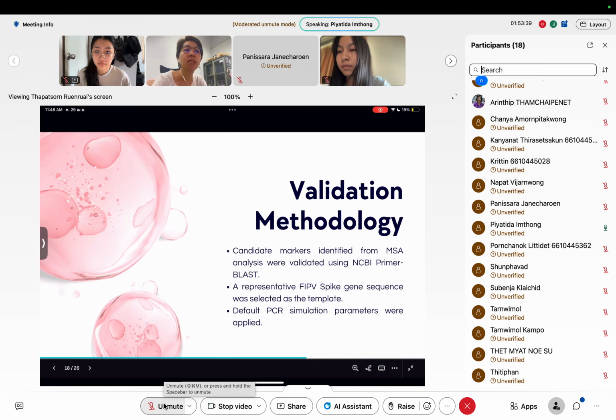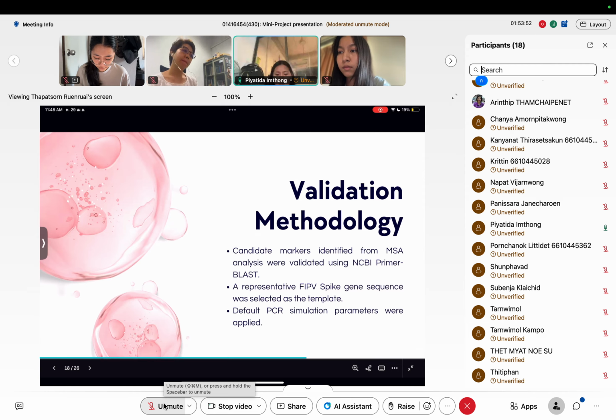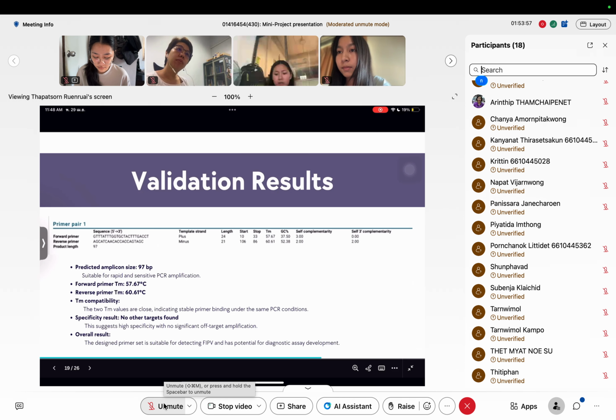Okay, so for validation, we performed in silico validation using NCBI Primer-BLAST, using the spike gene sequence as the template while applying standard PCR simulation parameters. Next. So the result confirmed that primer pair 1 yields a 97 bp PCR product, which is optimum for sensitive amplification.